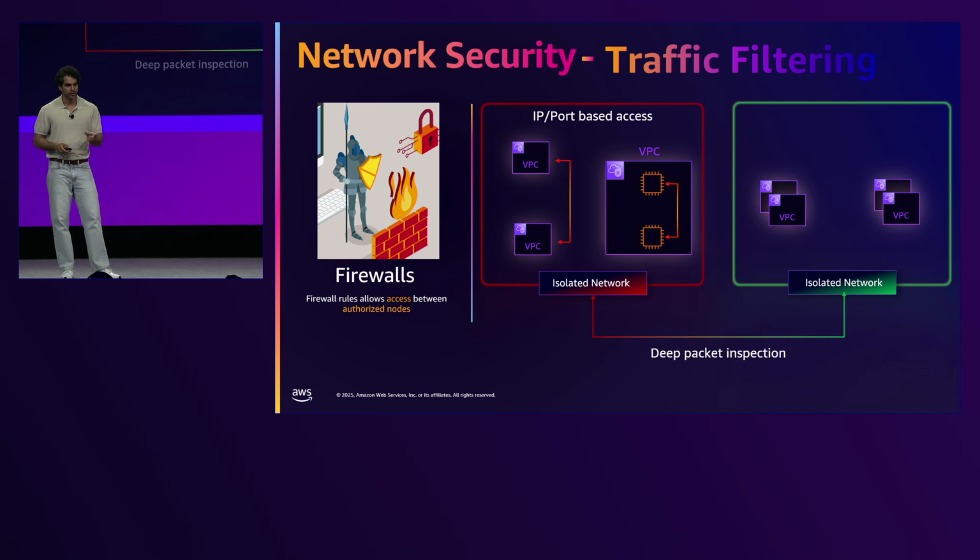But then when you cross these isolated boundaries, maybe this is crossing production environment into a non-production environment, or between an application A to application B, you want to do deep packet inspection. Right? So this is how you approach traffic filtering.